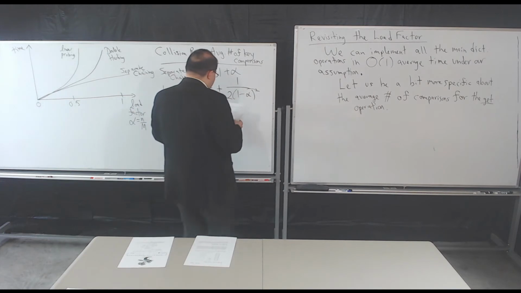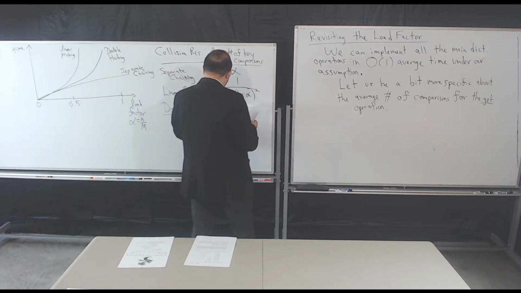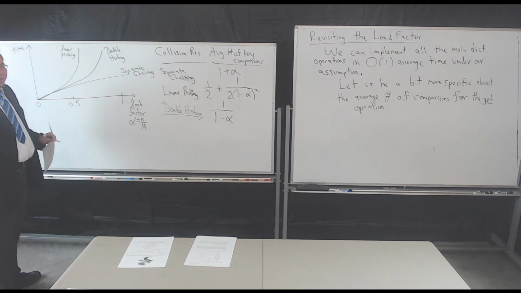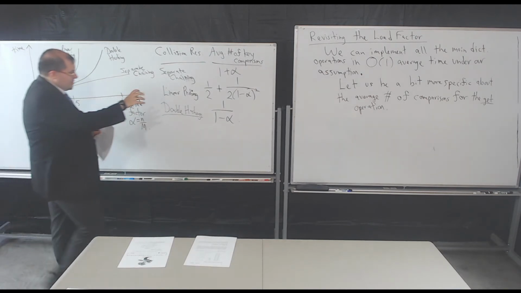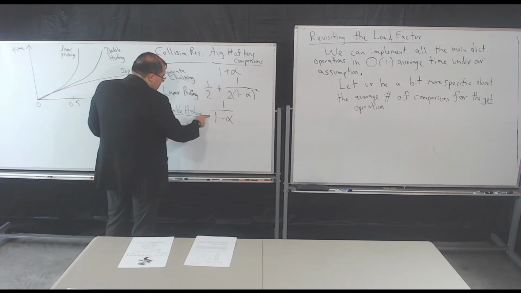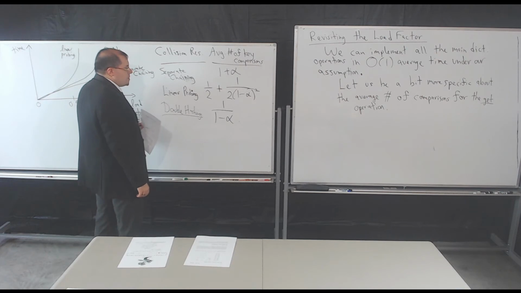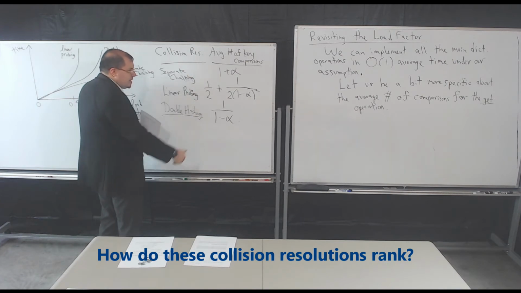Okay, double hashing. This is much simpler. 1 minus 1 over alpha. Notice that if the load factor is close to 0, you're going to end up with roughly 1. If the load factor approaches 1, you're going to notice very quickly that if this is close to 1, then you're going to get 1 over something that's kind of wild. But the point is that if you fix these alphas, you're going to end up with constant time.